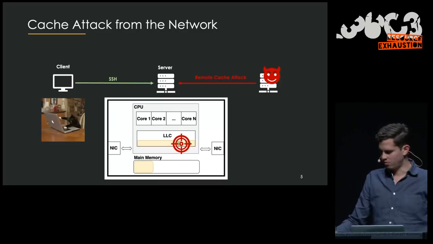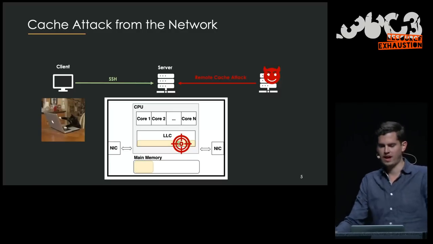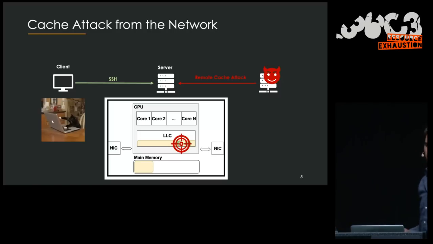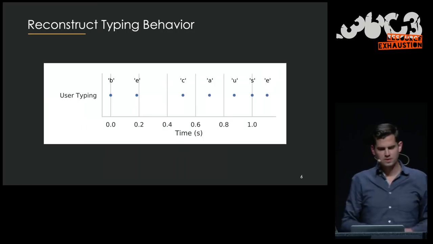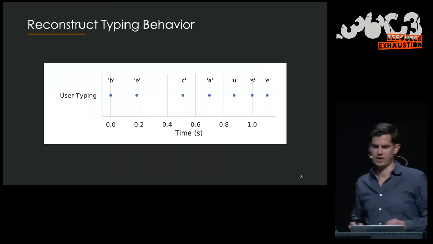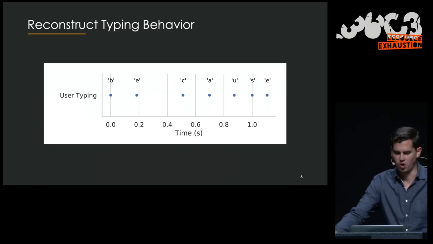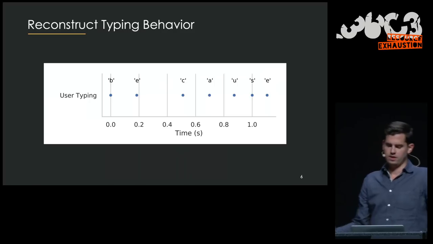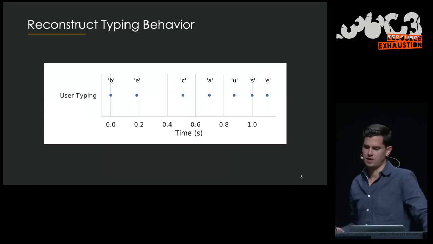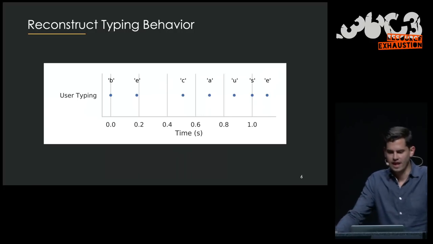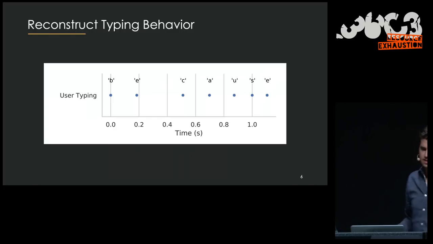Now, you might ask yourself, how would arrival times of SSH packets break the confidentiality of my SSH session? Well, humans have distinct typing patterns. And here we see an example of a user typing the word because. And you see that typing E right after B is faster than, for example, typing C after E. And this can be generalized, and we can use this to launch a statistical analysis.